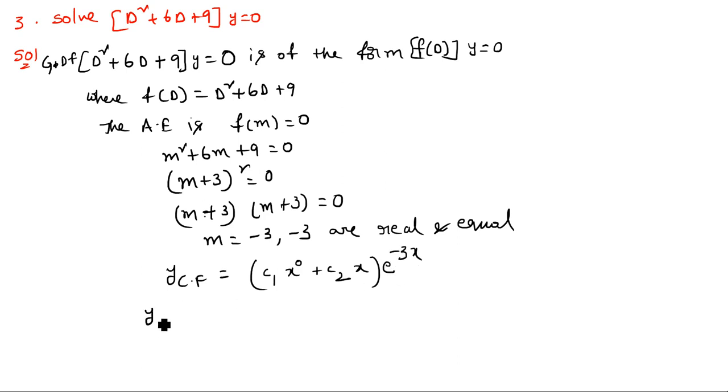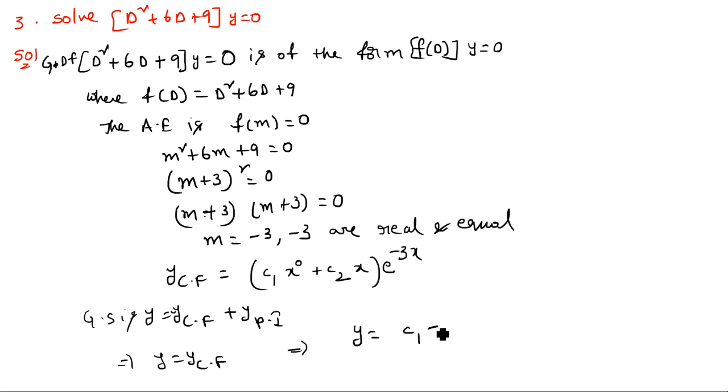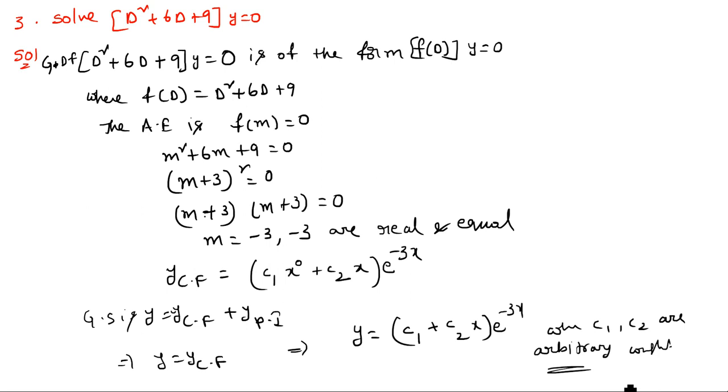Here the general solution is y equals to YCF plus YPI. So that implies y equals to YCF only, since the particular integral is 0. So y equals to C1, x power 0 is nothing but 1, I am not writing it, plus C2x into e power minus 3x, where C1 comma C2 are arbitrary constants. So this is the solution.